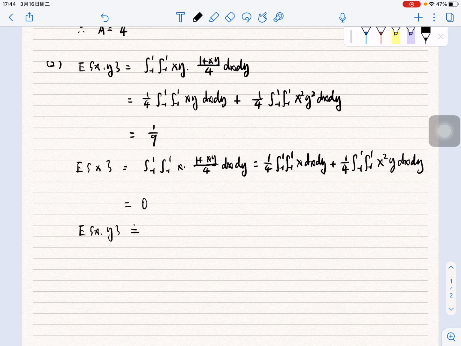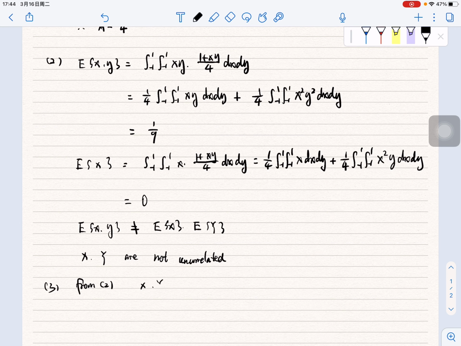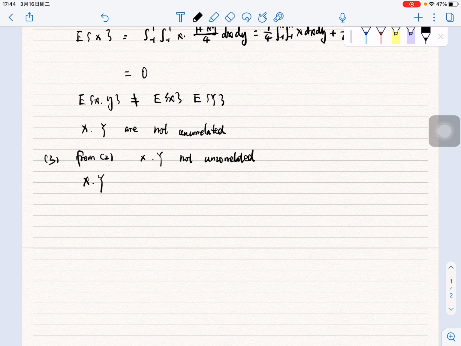And we know E[XY] is not equal to E[X] multiply E[Y]. And here we know X and Y are not uncorrelated. And from question 2, we know X and Y are not uncorrelated. And then we know X and Y are not independent.